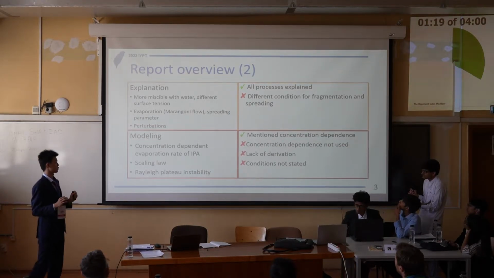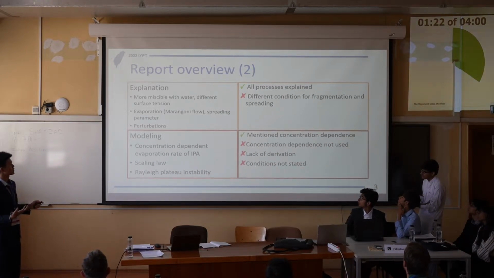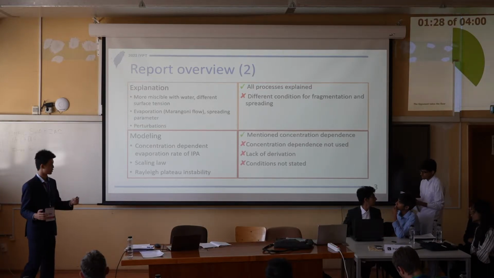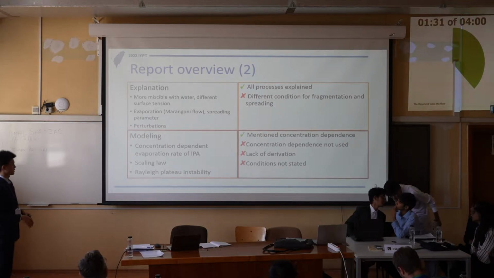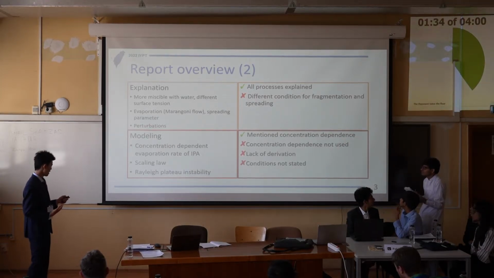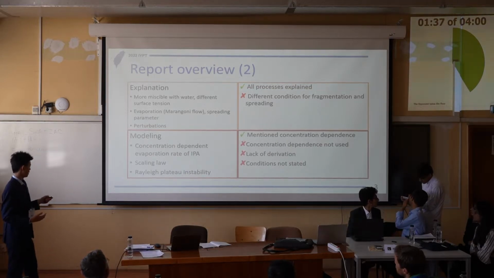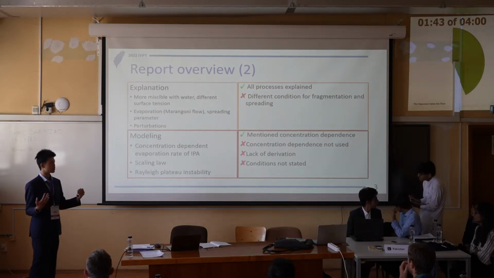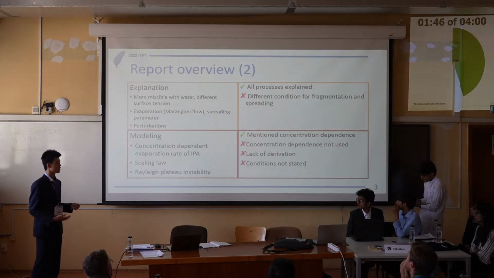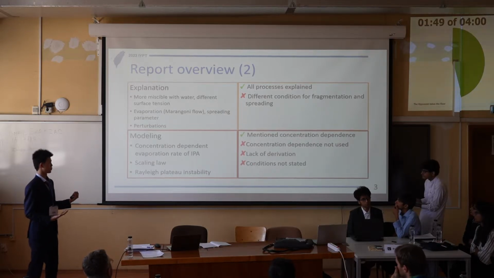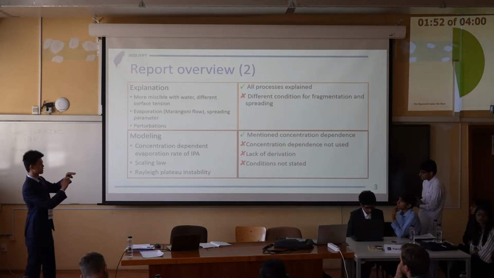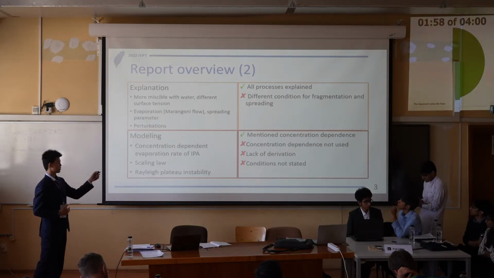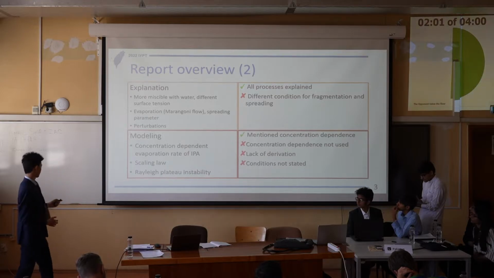So we think all the processes are explained, but they didn't explain the exact conditions for fingering and spreading. So we think actually that the condition for spreading and fingering might be a little bit different. And for modeling, they said that the evaporation rate is concentration dependent, and they use the scaling law, which is cited in literature, and they also introduced a Rayleigh time scale to discuss the size of the final droplets. So we think the process is eventually concentration dependent, but it wasn't actually used, because in the reference the evaporation rate was assumed to be constant, and there's a lack of derivation. They just give the formula for the radius of the mother droplet, and the conditions where the scaling law actually applies are not stated.